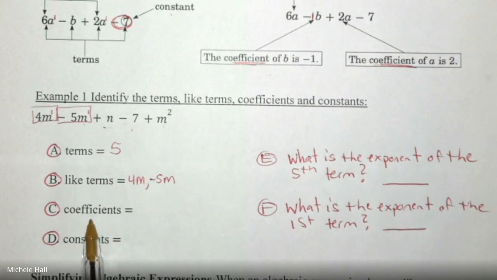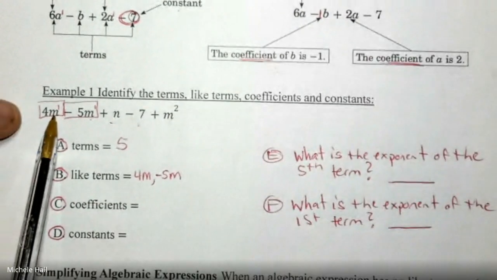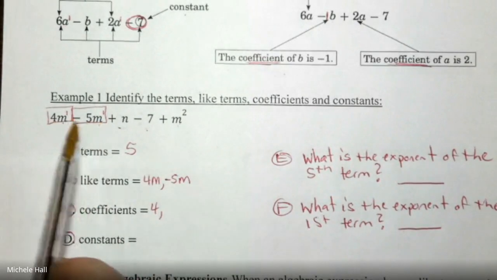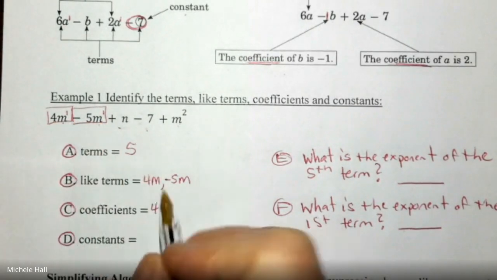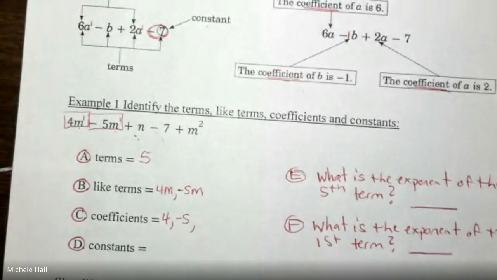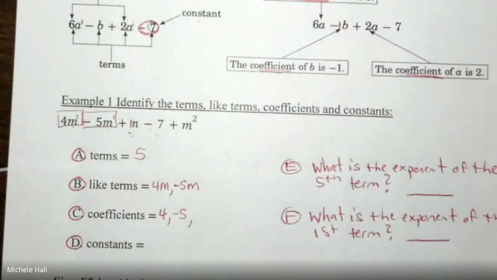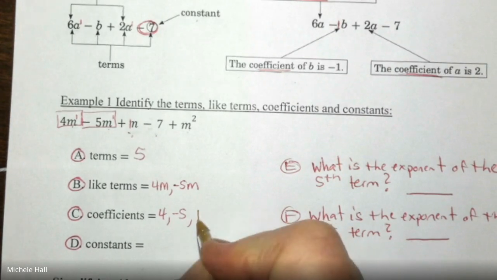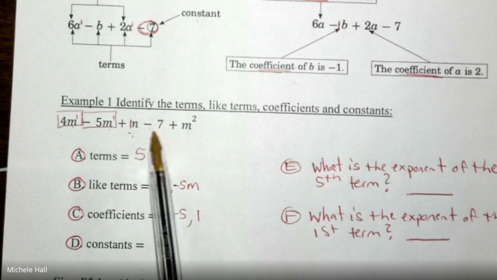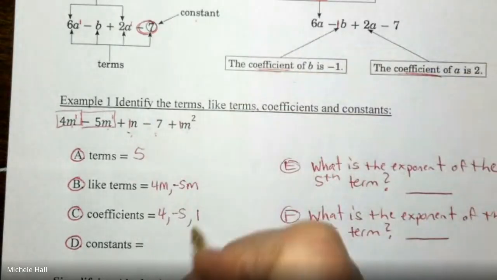Coefficients, the numbers in front of the variable. 4m has a coefficient of 4. Negative 5m has a coefficient of negative 5. N has a coefficient of, make sure you put those numbers in there when you need them, 1. Negative 7 does not have a coefficient. It is a constant. M squared has a coefficient of 1.